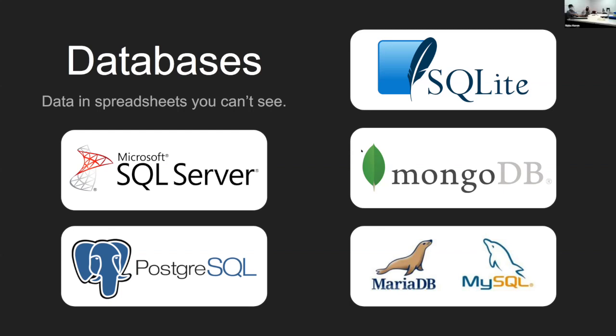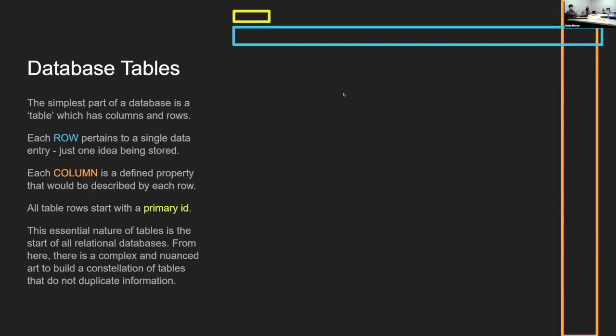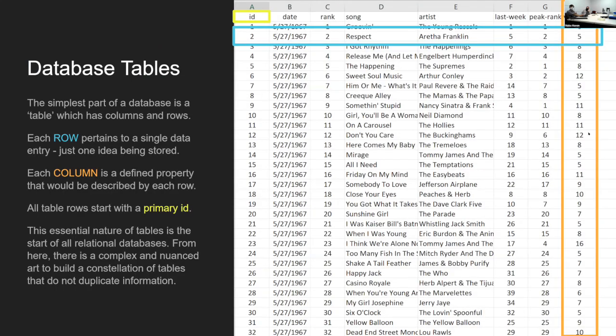And I hope you heard Vincent say it, because it's totally true. So database tables in general, and I started to think about spreadsheets differently once I started to learn more about databases, but basically in database tables, each row is its own whole separate thing. Like here's Respect by Aretha Franklin. This is a database of top hit songs.